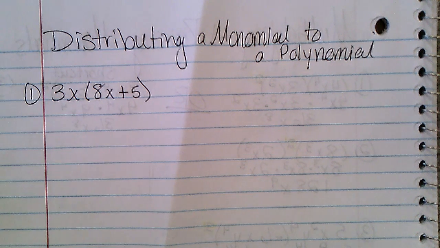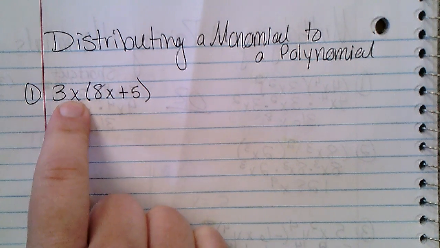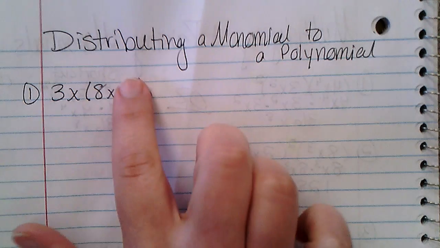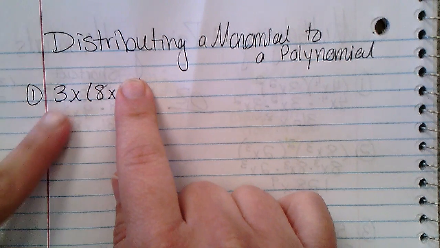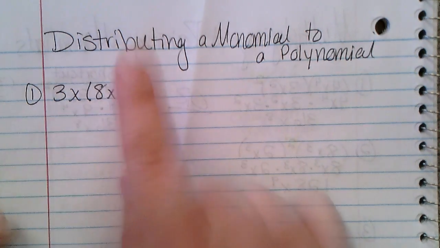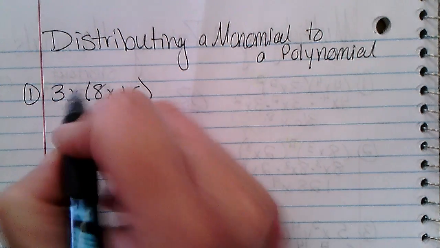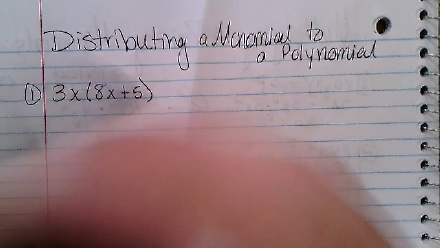So for this example, this looks really similar to what we would do in our solving equations unit. Instead of just distributing a plain number, we're now distributing a number and a variable. So what we're going to do is take that 3x and multiply it by the first term in the parenthesis and then by the second term in the parenthesis. So still distributive property, just now with our exponent rules.